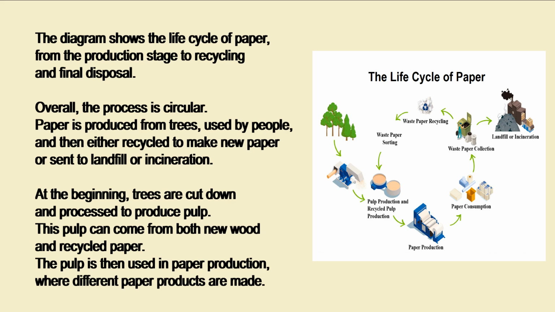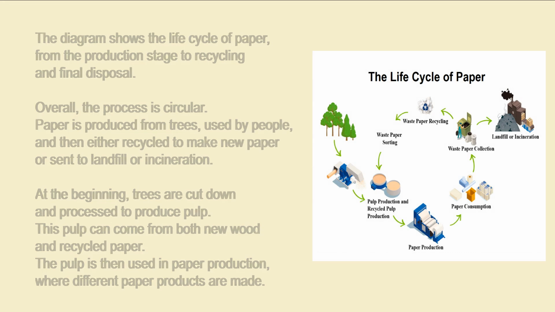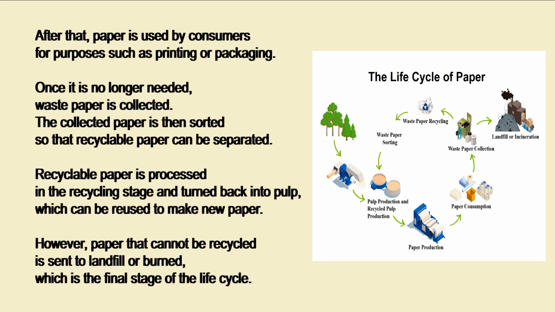This pulp can come from both new wood and recycled paper. The pulp is then used in paper production, where different paper products are made. After that, paper is used by consumers for purposes such as printing or packaging. Once it is no longer needed, waste paper is collected. The collected paper is then sorted so that recyclable paper can be separated.